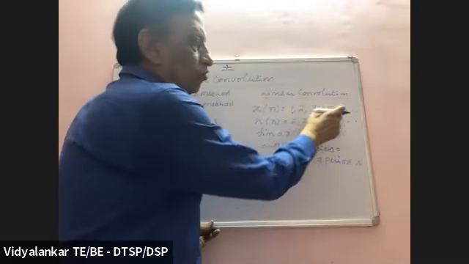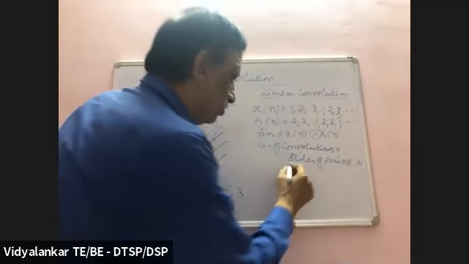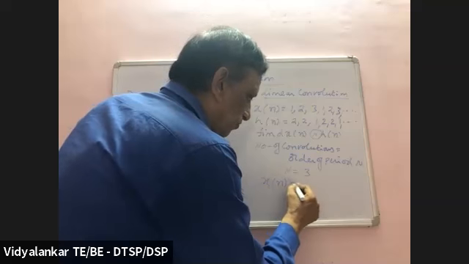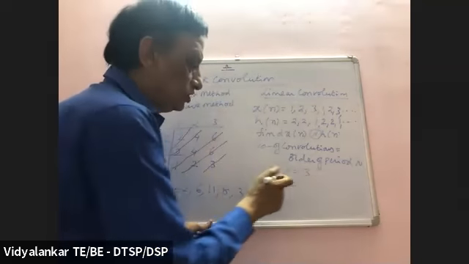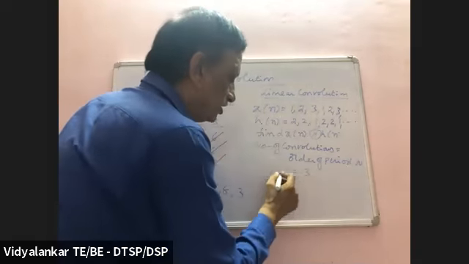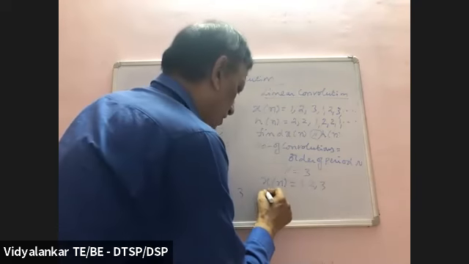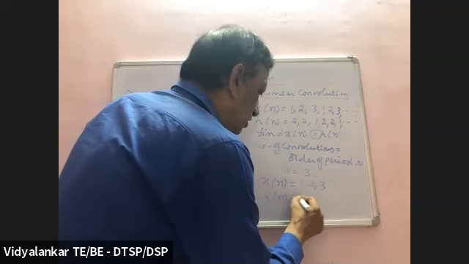So what is the order? Only 3 samples are repeated. So take one period of x and one period of h. x of n is 1, 2, 3, and h of n is 2, 2, 1.